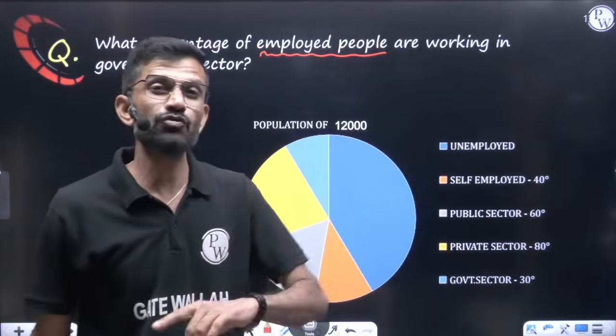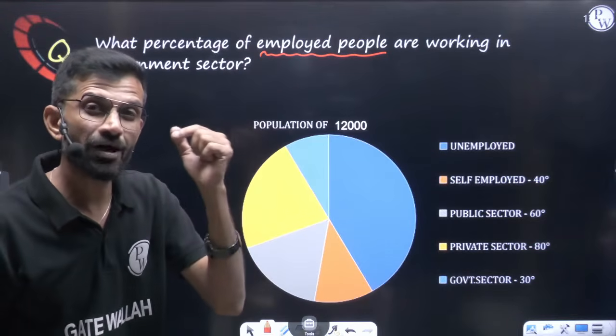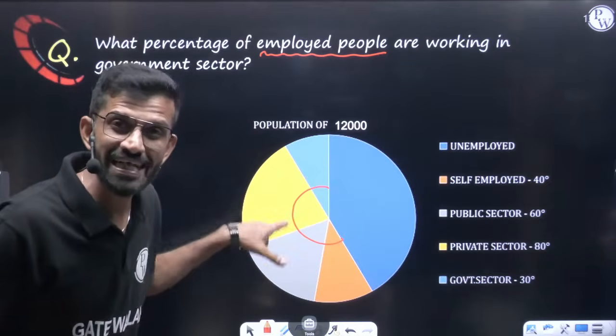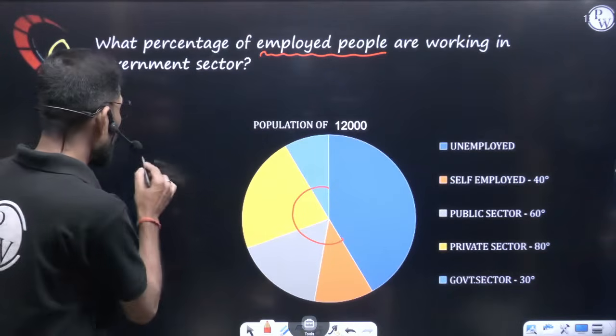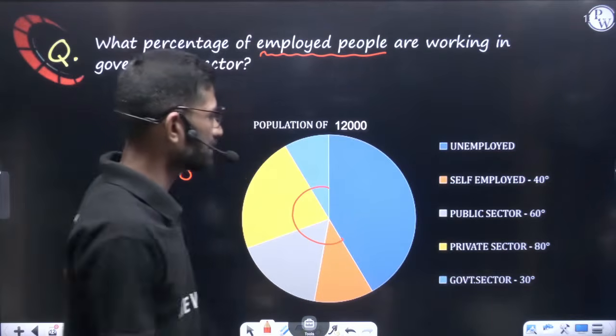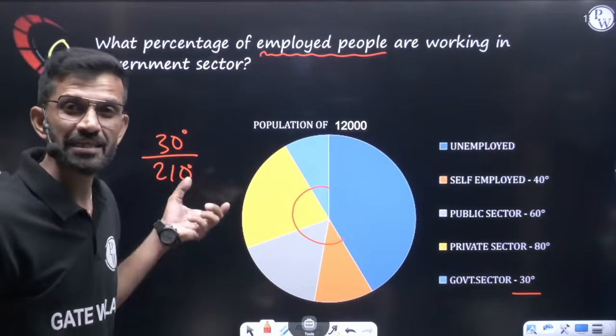They are not asking you what percent of the population is working in the government sector. They are asking you what percent of employed people. So employed people are from here to here, and we have already added that. That was coming to 210 degree. So out of 210 degree, how much are working in the government sector? Government sector is how many degrees? That is 30 degree. This fraction we have to express in percentage.